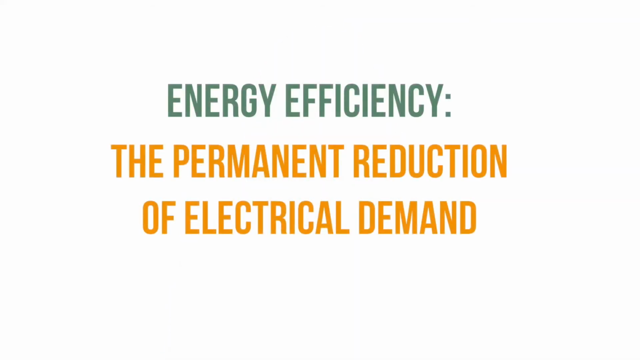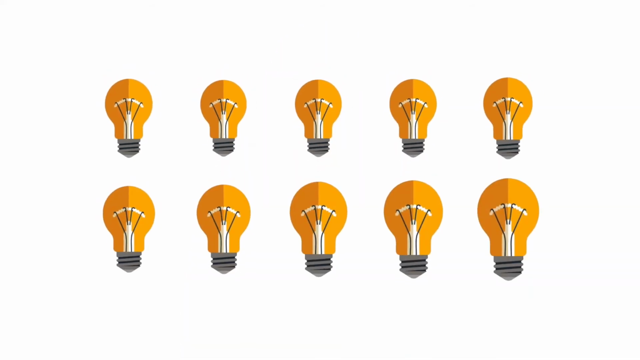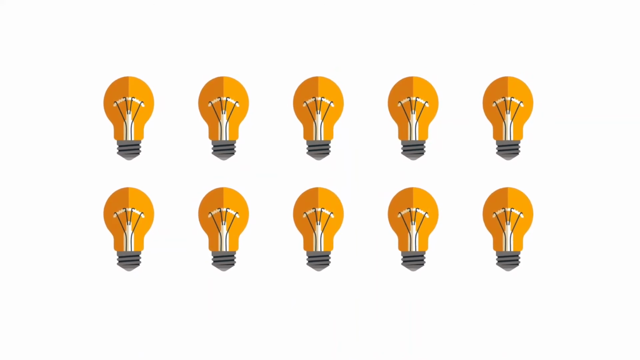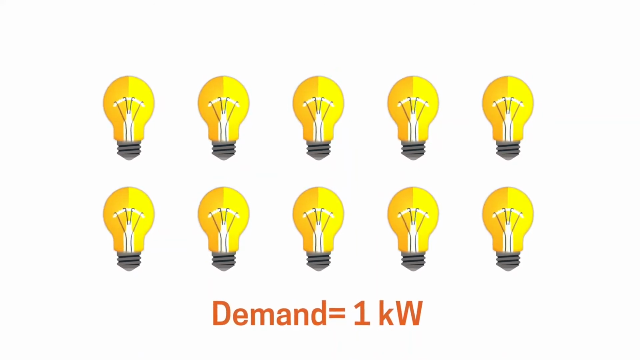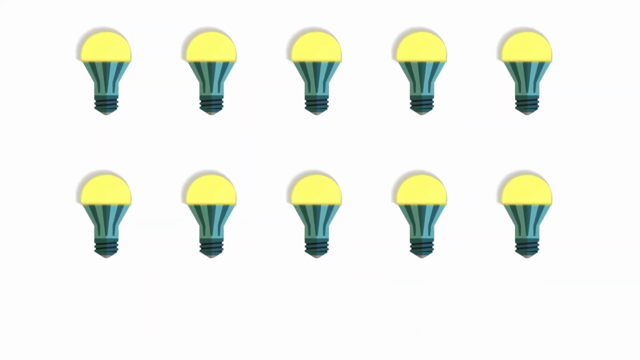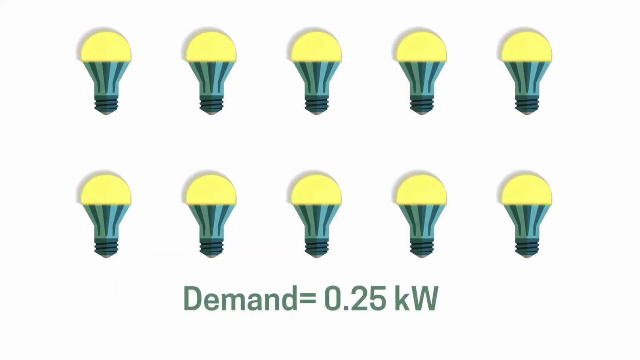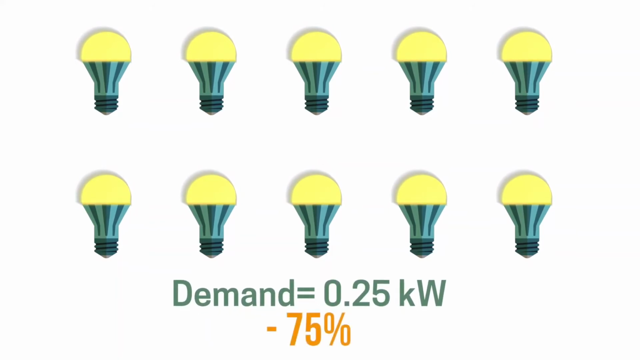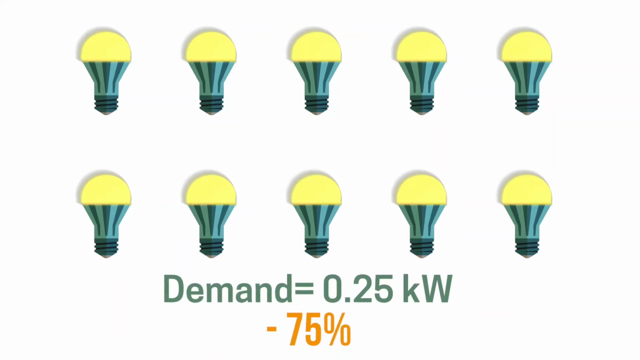Now, let's return to our definition of energy efficiency, the permanent reduction of electrical demand. With energy efficiency, you reduce your electrical demand permanently, thereby reducing the amount of electricity the utility has to have constantly ready to meet your needs. Now imagine we replaced our bank of 10 100-watt light bulbs, which has a demand of 1 kilowatt, with 10 25-watt LED light bulbs, which have a total demand of 0.25 kilowatts. We've reduced our demand by 75%, saving us money on demand charges assessed by the utility, who has to be ready to meet our demand.